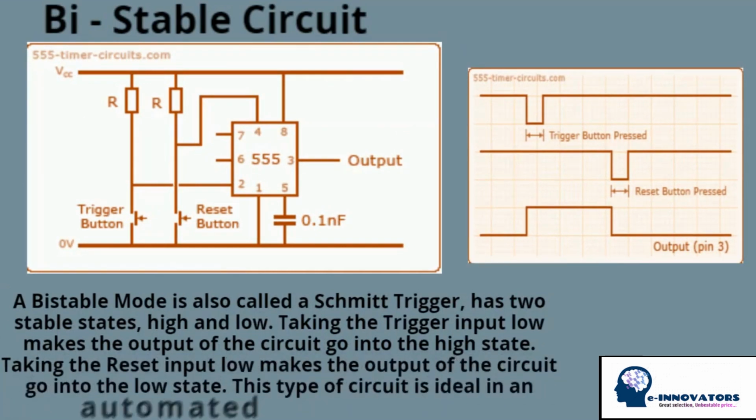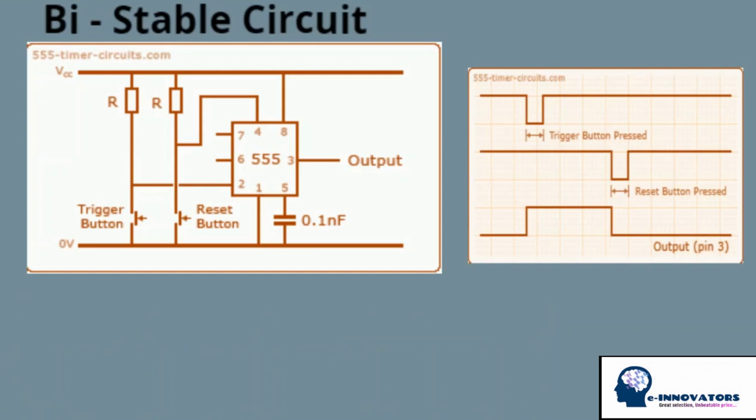Taking the trigger input low makes the output of the circuit go into the high state. Taking the reset input low makes the output of the circuit go into the low state. This type of circuit is ideal. It is also used in automated modern railway systems.